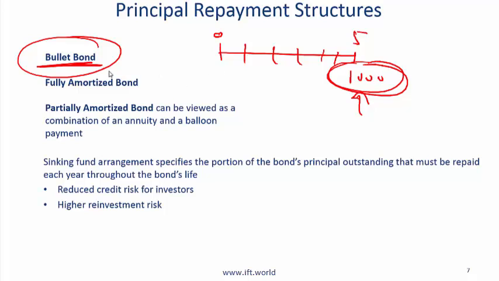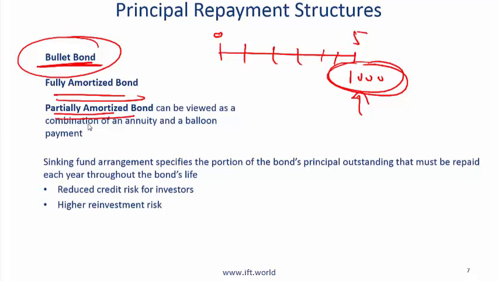The opposite of a bullet bond is a fully amortized bond, where the structure is that the issuer pays a certain fixed amount every period. And this often happens with mortgages. When a homeowner takes out a mortgage loan, then the homeowner is going to often pay back a certain fixed amount every month, and that fixed amount includes both interest payments and principal payments. The portion of interest and principal will vary, but the total amount stays the same.